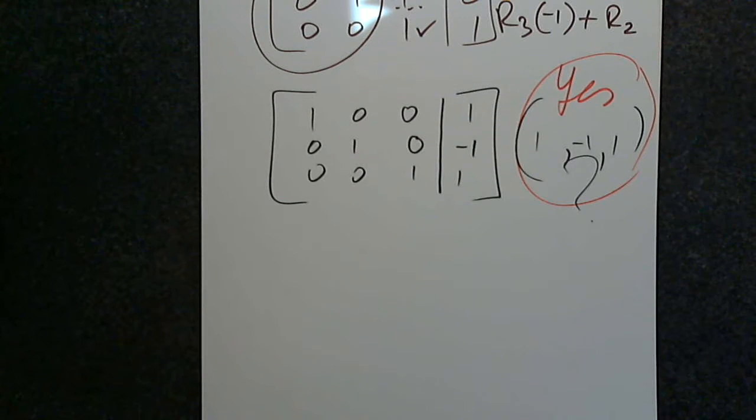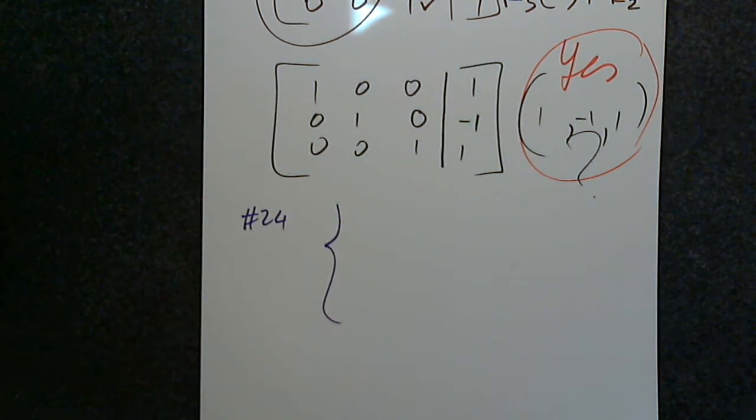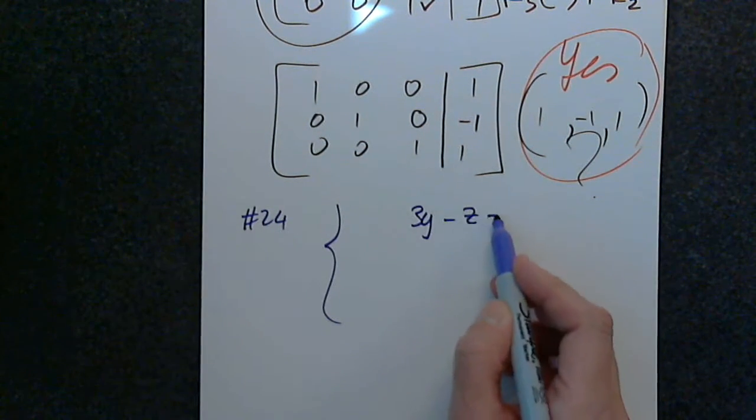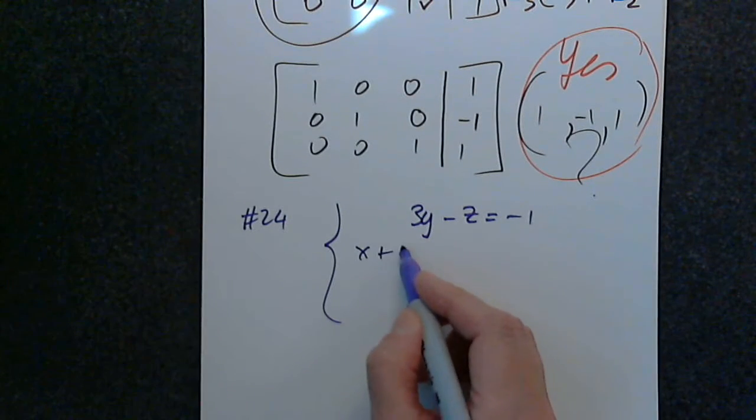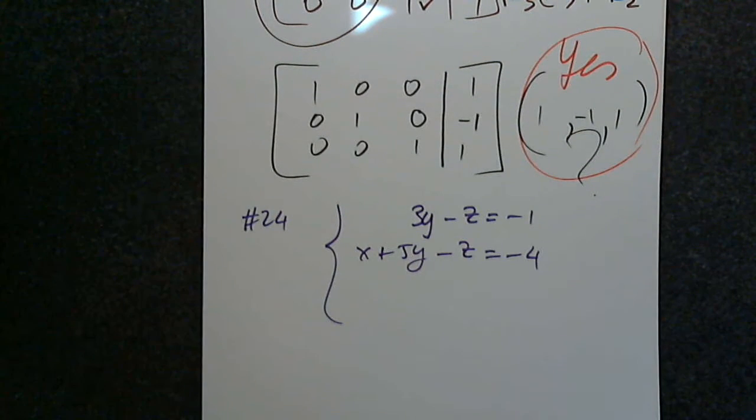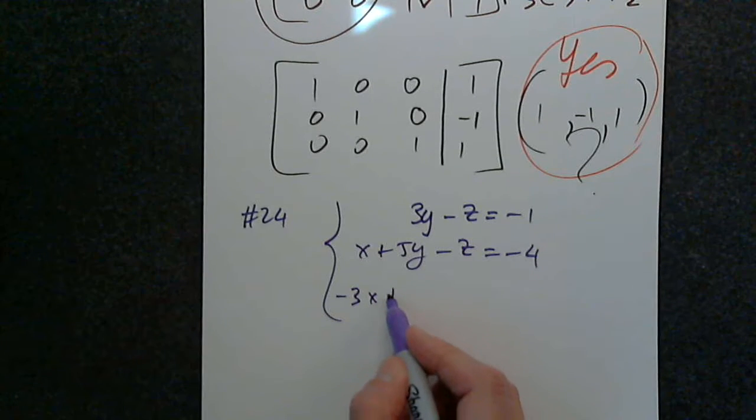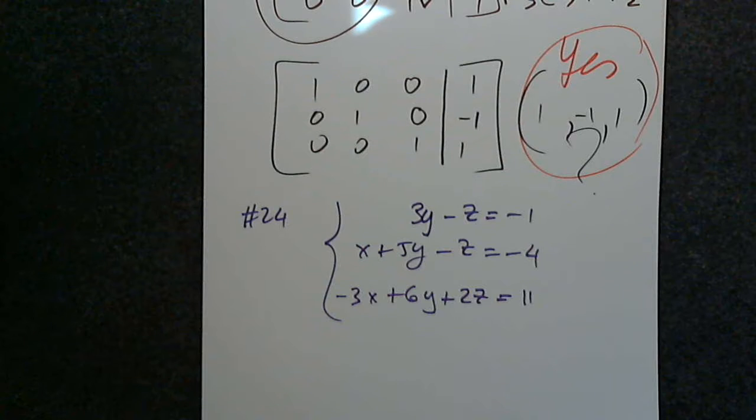Okay, let's pick 24 then. Now I will wait for you to walk me through. 3y minus z equals negative 1, and x plus 5y minus z equals negative 4, and negative 3x plus 6y plus 2z equals 11. I'm checking because sometimes I do copy incorrectly. So 3y minus, yes, that's correct. X plus 5, yeah, that's correct. And negative 3x plus 6y plus 2z equals, yeah, that's correct.